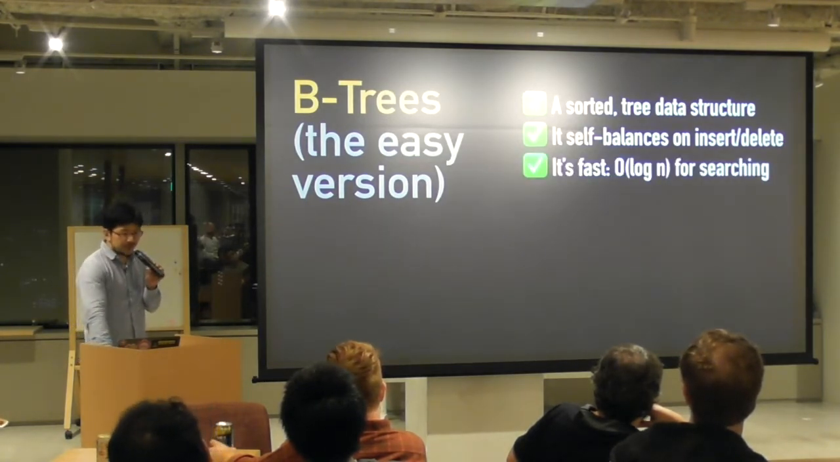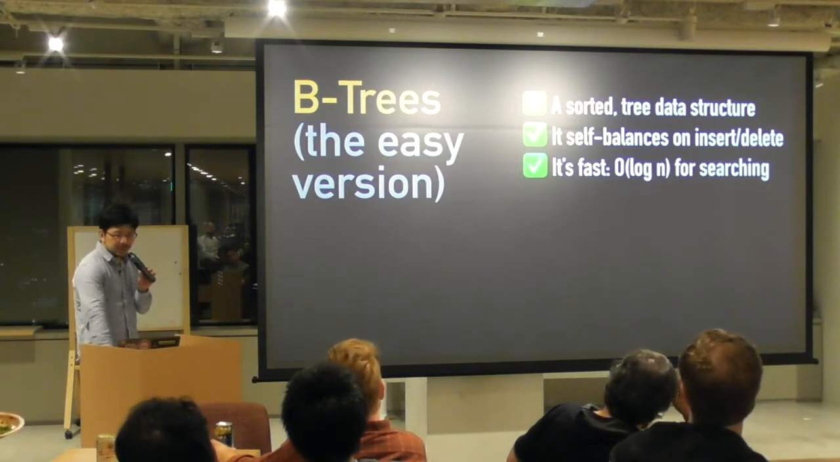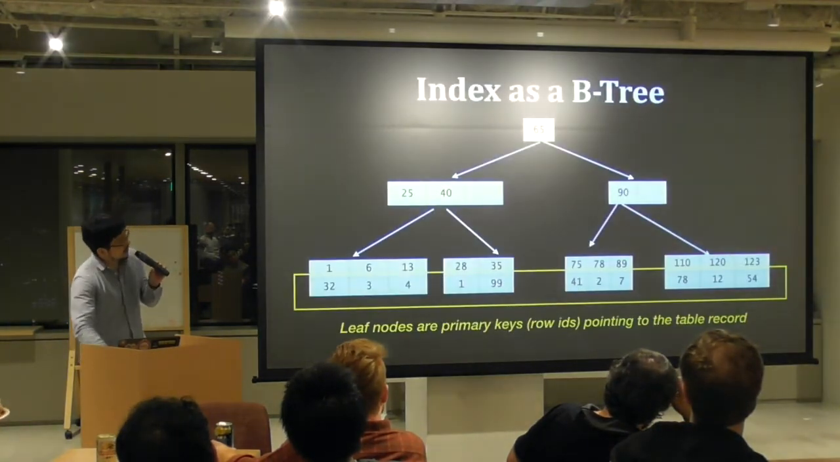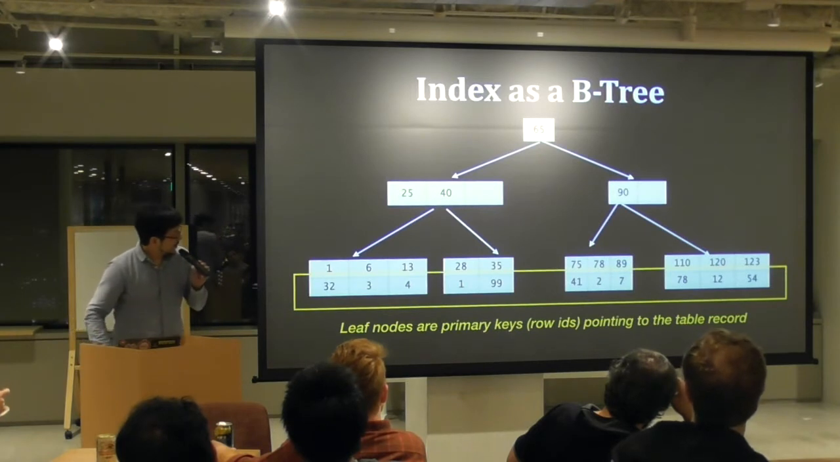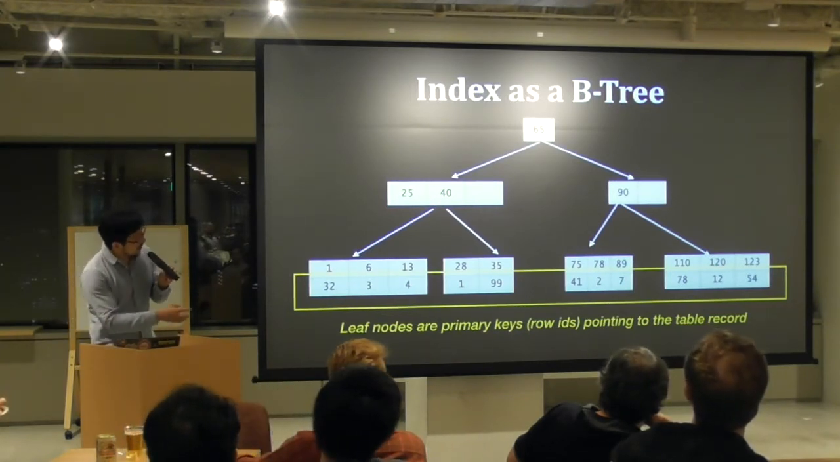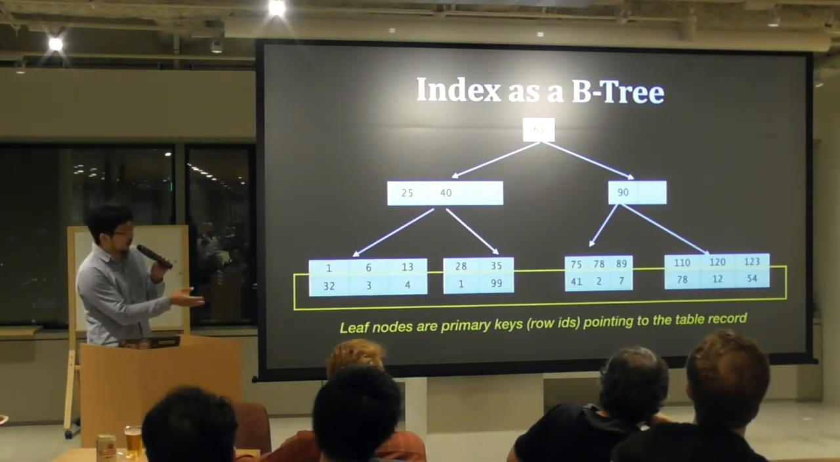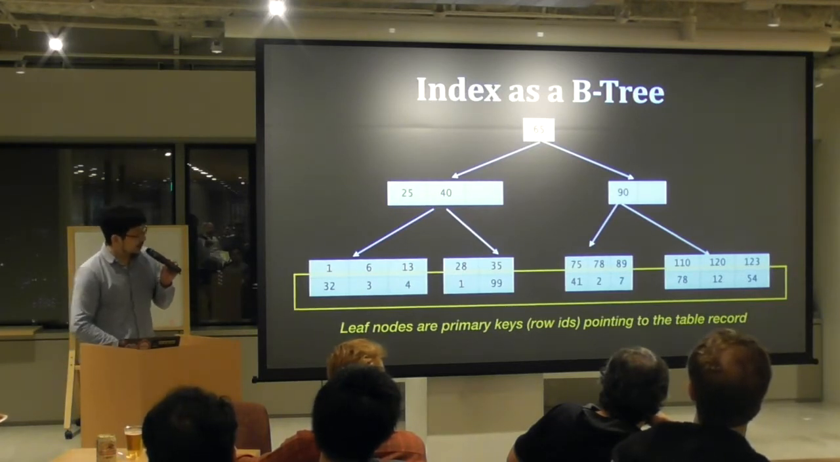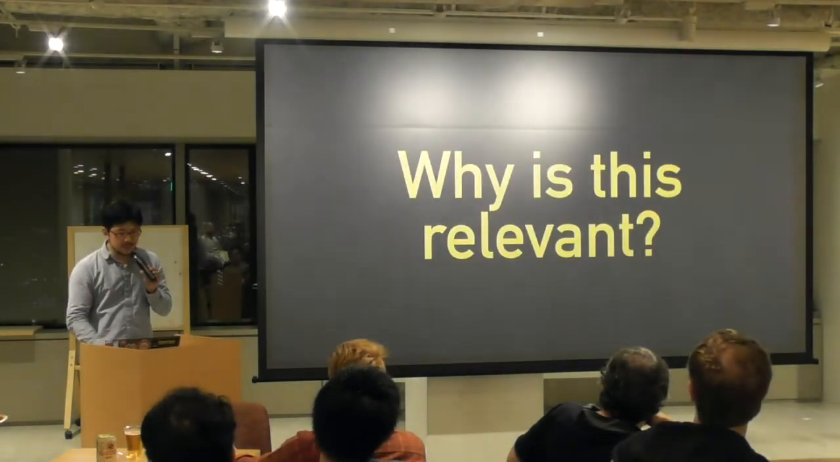Complexity-wise, O(log n) for searching, and it kind of looks like this. This is an artist's impression. The little things on the bottom are the leaf nodes, and in this case, it's a representation of what MySQL does with indexes, which is that the leaf nodes point at the primary keys of the rows. So why is this relevant?